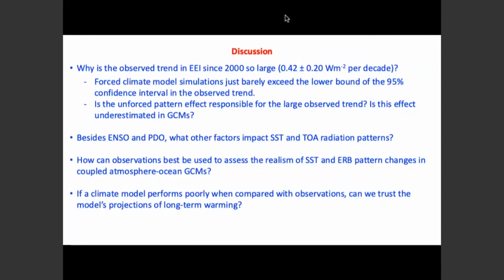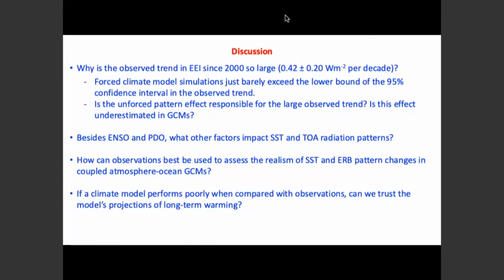So I have more of a comment. We not only compare observations with the CMIP6 pre-industrial control run, I also compare observations with the coupled model with forcing. So the observation is from 2000 to 2020. I take the coupled models from the historical run from 2000 to 2014, and then the SSP5-8.5 run from 2014 to 2020, and I combine these two. So I have the coupled model run with the forcing and compare that with the observations. And the result is also not good.